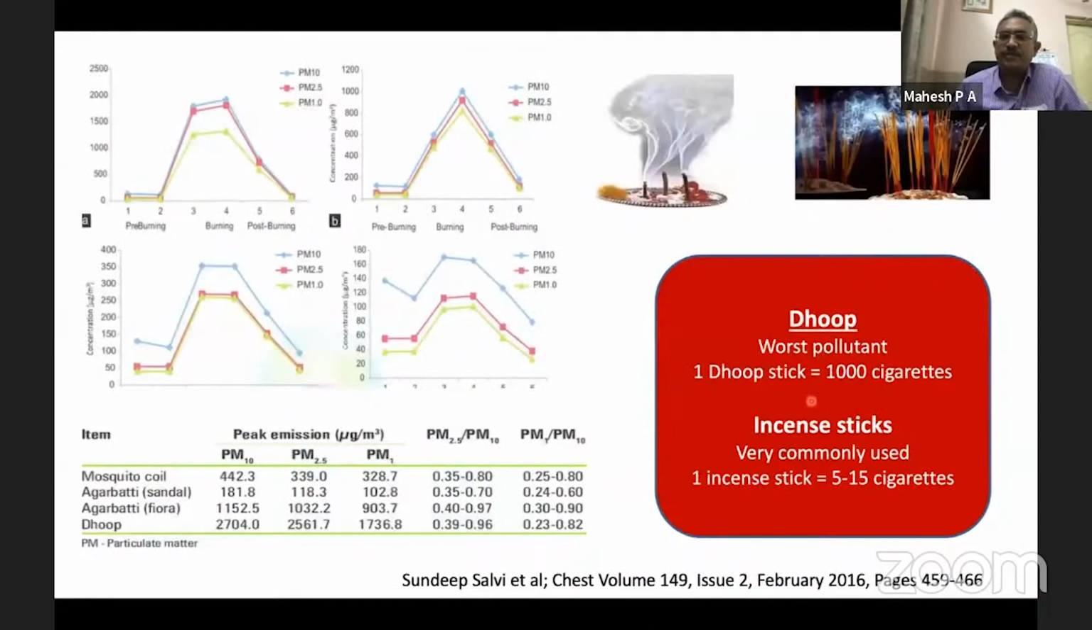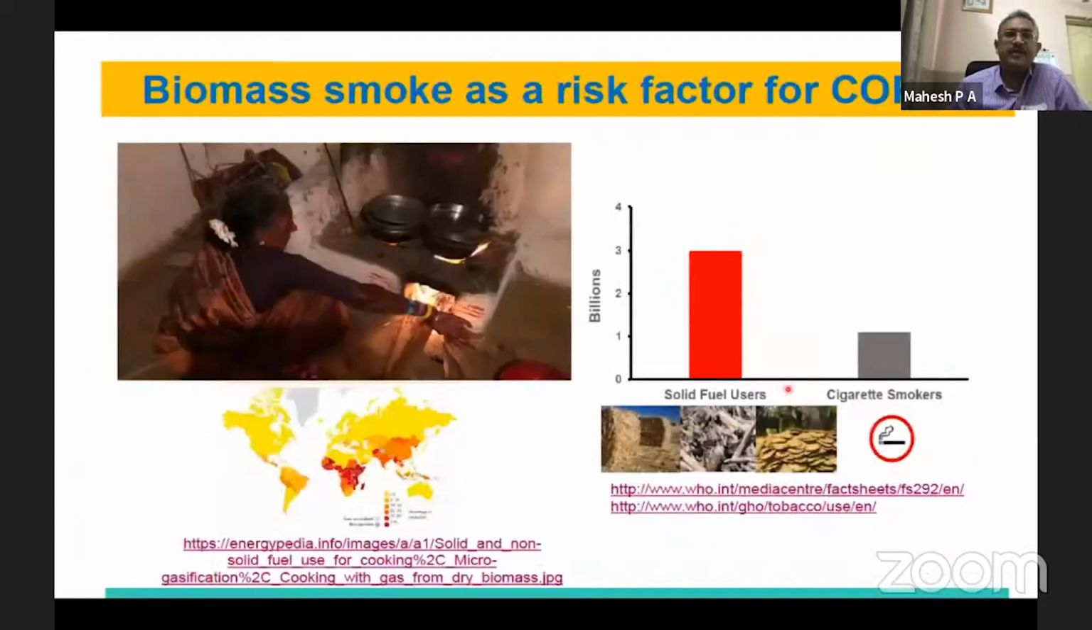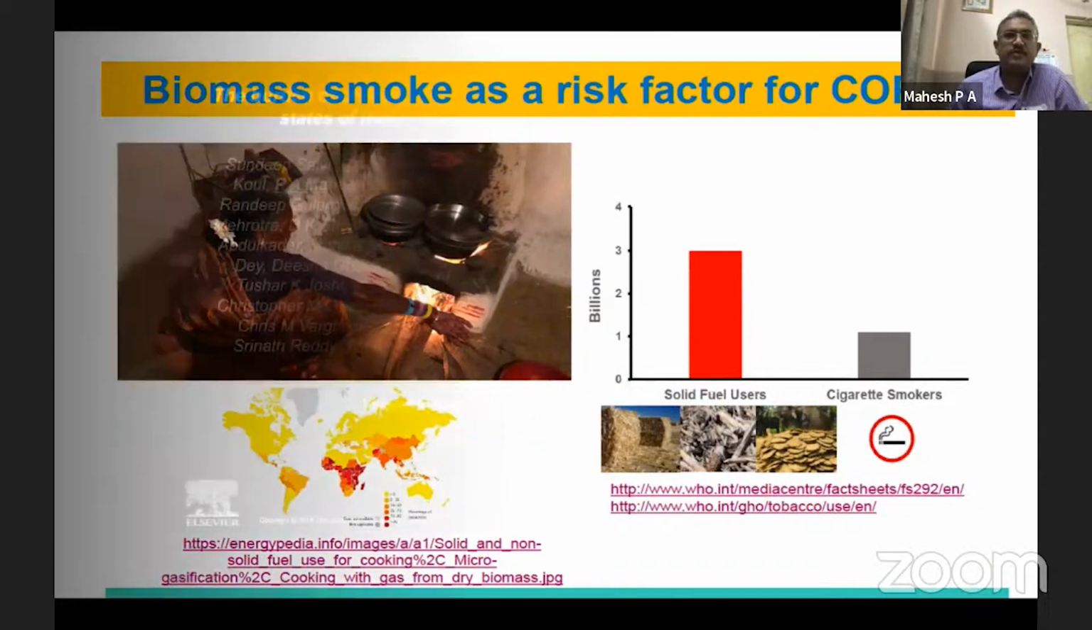Dhoops are extremely toxic. You can see the PM10, PM2.5 that comes. It's like about 1,000 cigarettes. And they are also a very, very important hidden pollutant that people don't know. They think they are being religious. Again, this is from Sandeep Salvi's paper. If you look at the number of people exposed to indoor air pollution, the solid fuel users are about 3 billion compared to about 1 billion cigarette smokers.